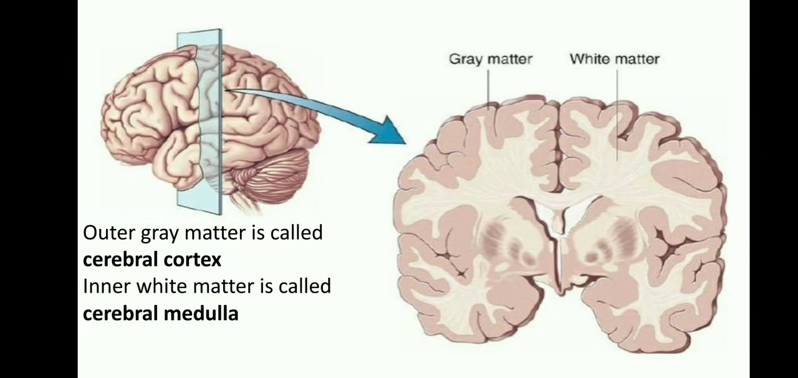Now the cerebral hemispheres consist of two distinct regions, the outer grey matter and the inner white matter. The grey matter is also known as the cerebral cortex and the inner white matter is called the cerebral medulla. The grey matter of the cerebral hemispheres is made up of the cyton of the neuron and the white matter or the cerebral medulla is made up of the axons of the neuron. The axons present in the white matter are covered with the myelin sheath. That is why it is white in color.